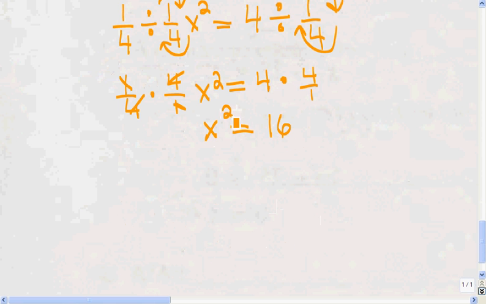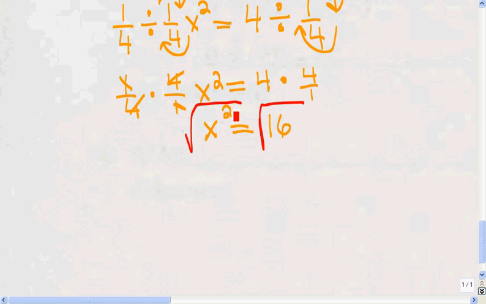Okay, now to get rid of the square, I'm going to use the square root function, which is the inverse of the square function. The square root of x squared is x. And what's the square root of 16? Well, if you don't know, start multiplying by 2s. 2 times 2 is 4. 3 times 3 is 9. 4 times 4 is 16. So the square root of 16 is 4, because 4 times itself equals 16.